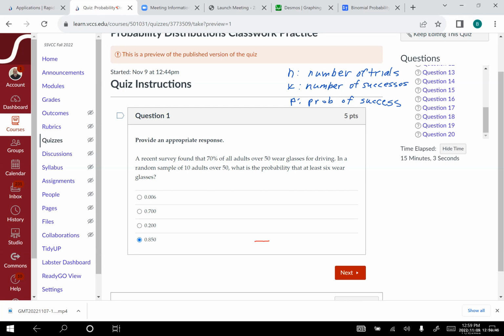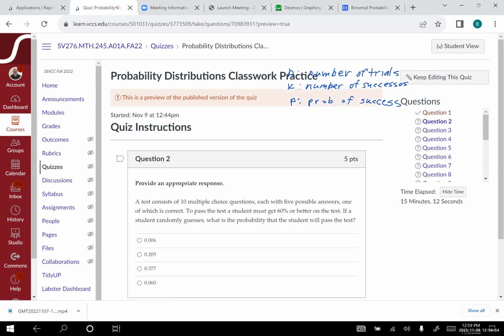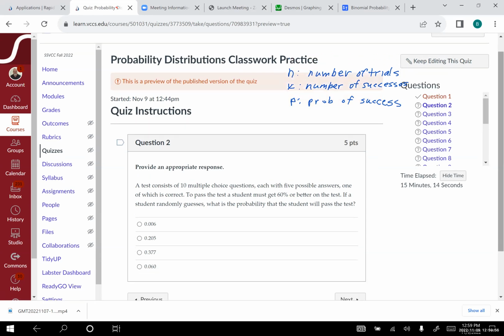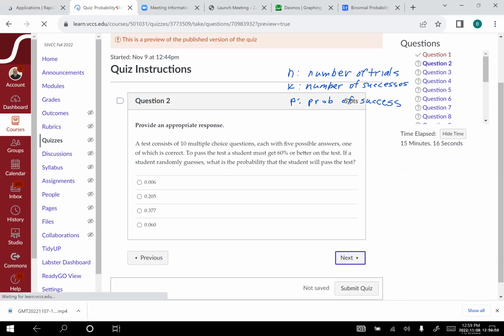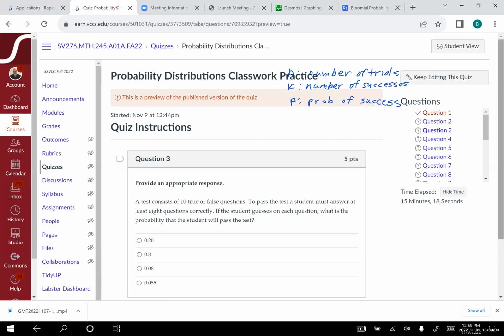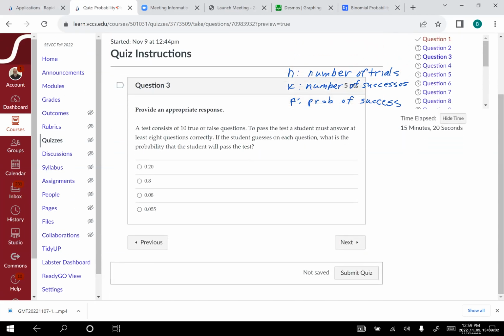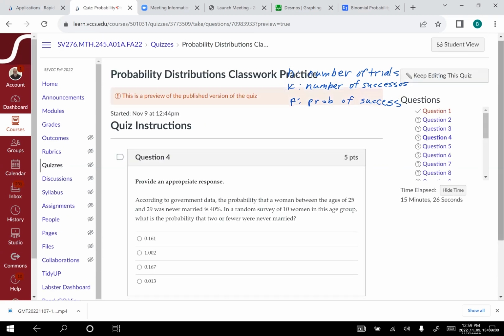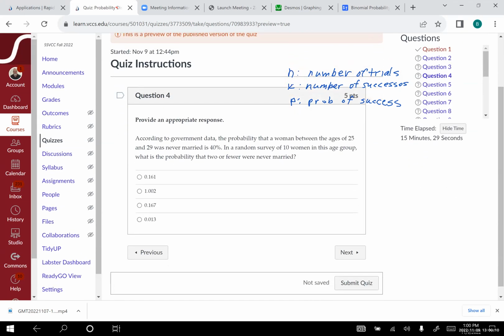Well, there you go. Me fumbling my way through the first problem. Hopefully better luck on the next one. Now that's the problem we already did. All right, here's another one.